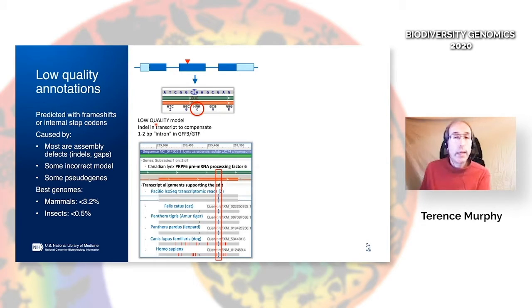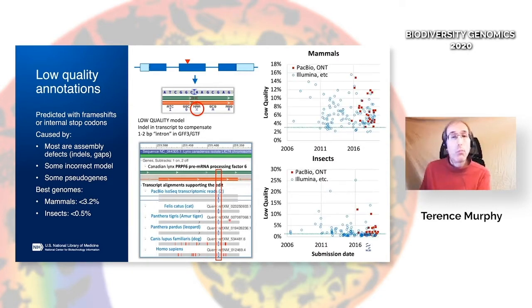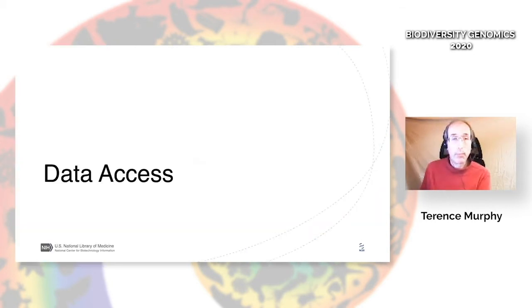They're frequently caused by indel errors in the assembly, as shown by these alignments, which is a known problem with PacBio. The best genomes have low rates, below 3% for mammals, below 0.5% for the insects, but we see many genomes with higher rates, including PacBio and ONT-based assemblies in red. And we're currently rejecting about 10% of PacBio assemblies because they have high rates and need more polishing. This problem is very hard to assay, but aim for a sequence quality score above Q40.